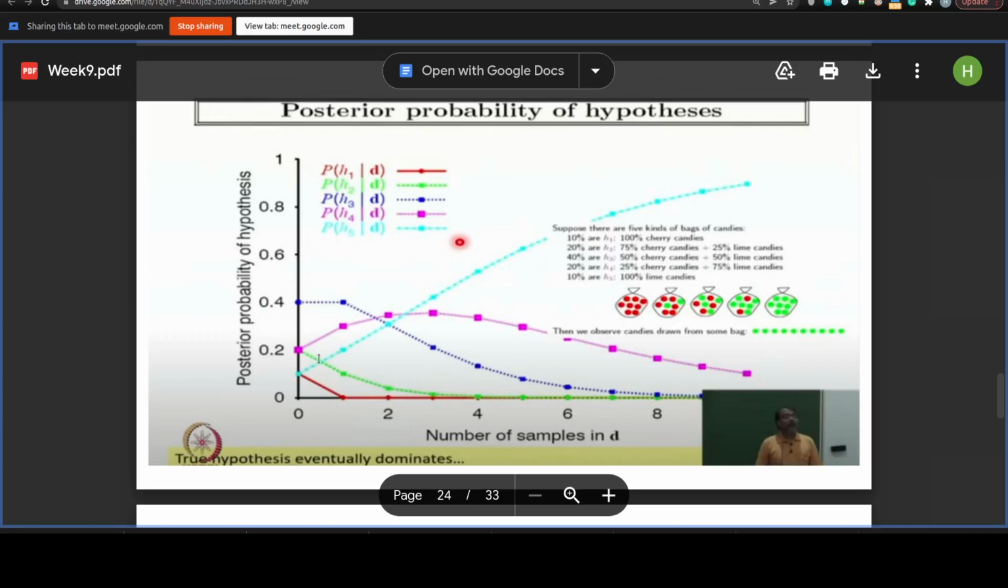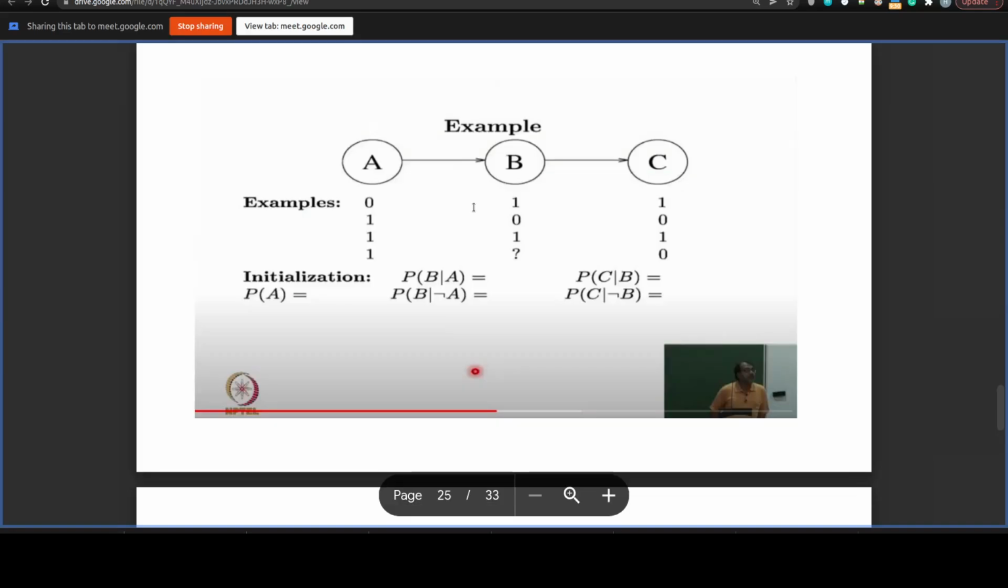Okay, so then there's one more example. That was an example of learning, right? You are trying to learn the hypothesis, right? Which of the hypotheses is probable with the given data that I'm observing? So this is the hypothesis. Then the other thing is that you also want to think about learning, right?